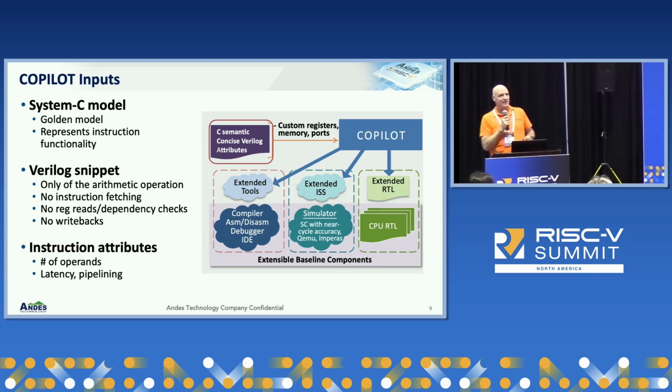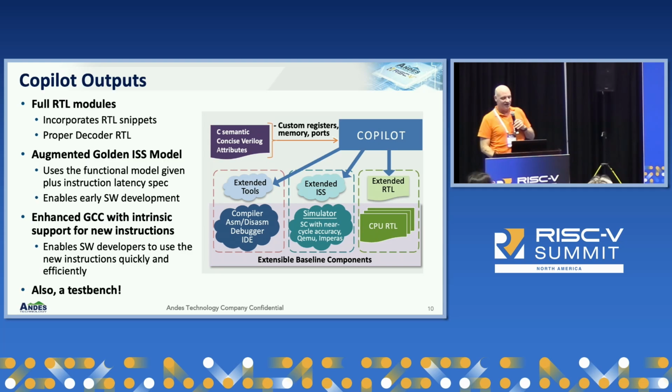You also have to give it some meta information like how many operands the instruction has, what the latency is, some pipelining behaviors, things like that. So it's relatively simple, and this is all shown by the C semantic, the purple box there that's in red.